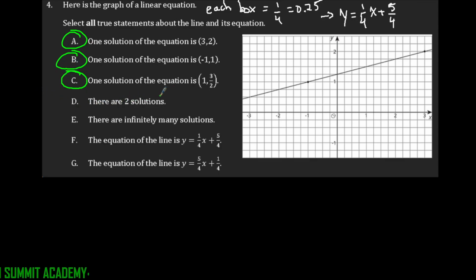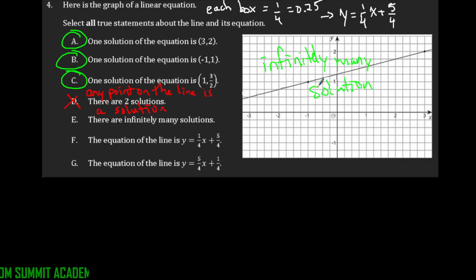It says there are 2 solutions. Well, right away I know that's false because, let me do it in red, any point on the line is a solution. And that means, again, there are infinitely many solutions, because you have very small decimals in between those points.